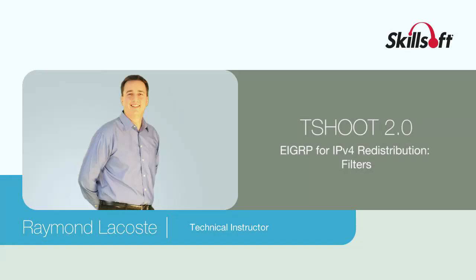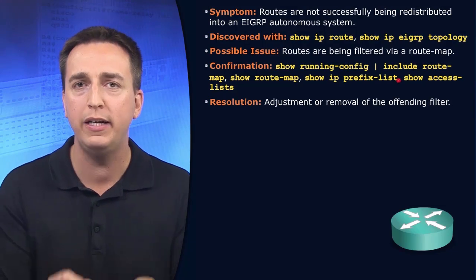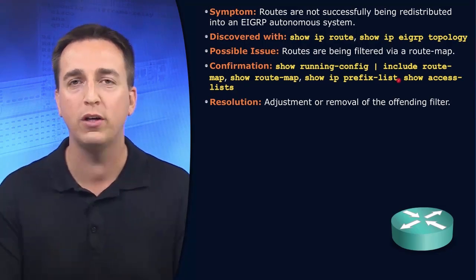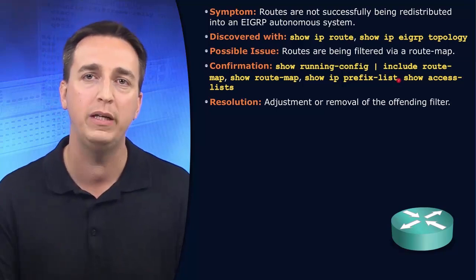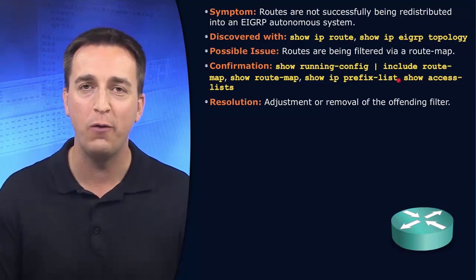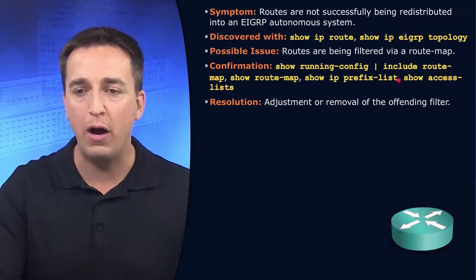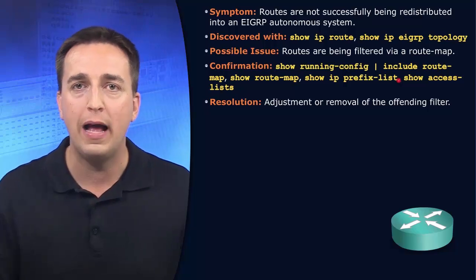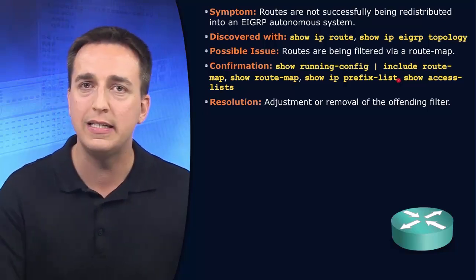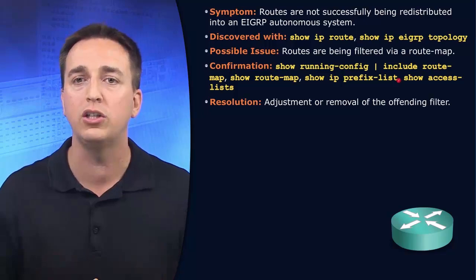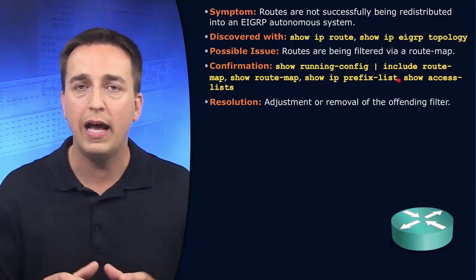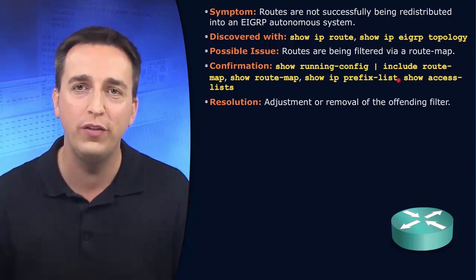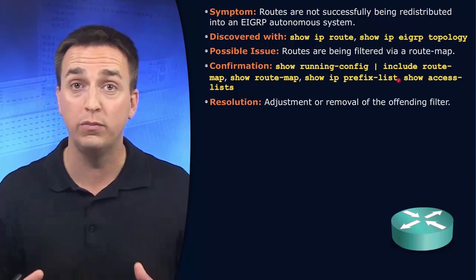When redistributing in EIGRP, you have the ability to control which routes are being redistributed and how they're being redistributed by using route maps. So always remember that route maps are going to have various match conditions and set conditions. Those match and set conditions have to be accurate. They have to do what you want them to do in order to make sure that redistribution is occurring as you want.